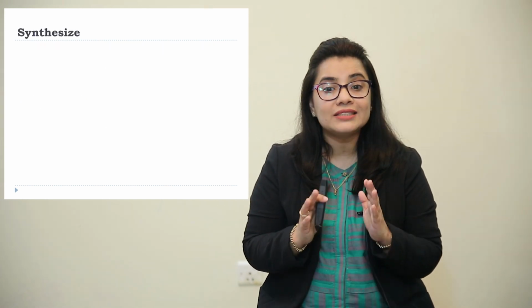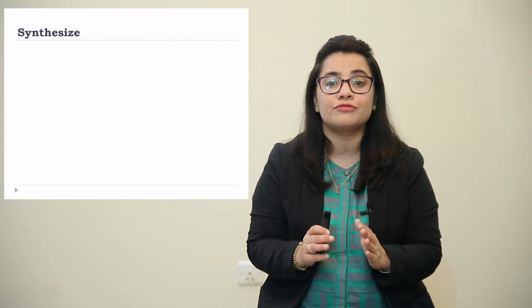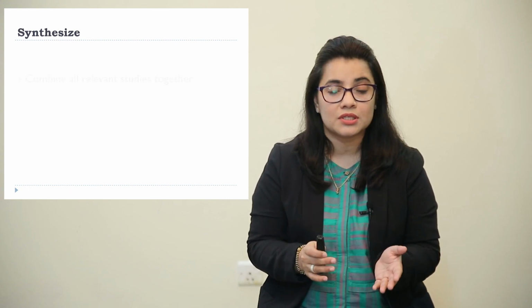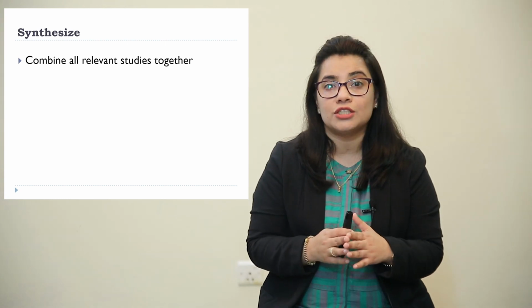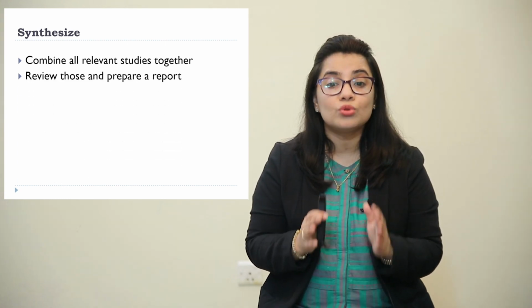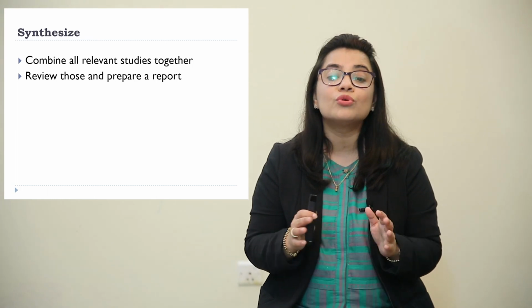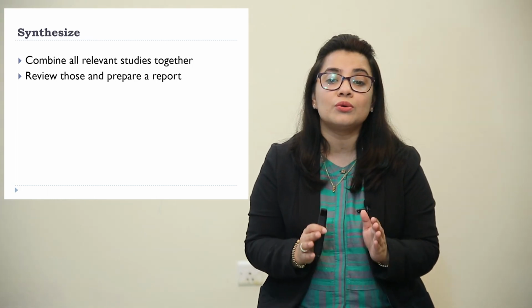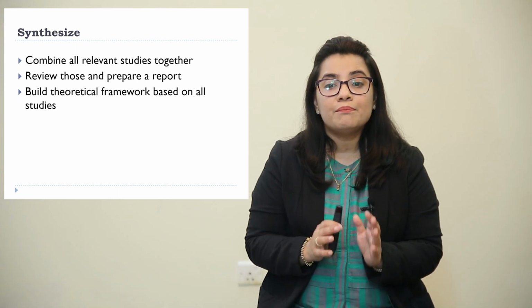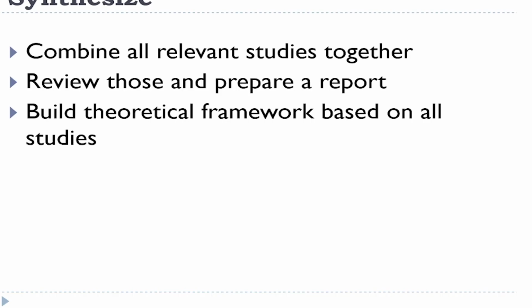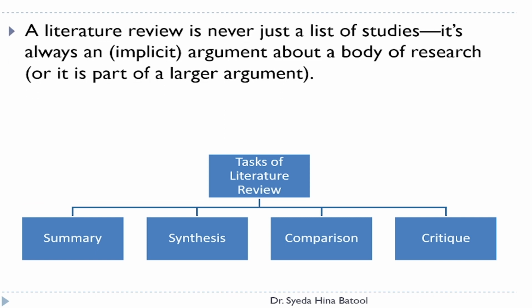Then how can we synthesize the whole studies which we have reviewed in the previous steps? Combine all relevant studies together. Review those and prepare a report on all those collected studies. Build theoretical framework based on all the collected studies. A literature review is never just a list of studies. It's always an implicit argument about a body of research, or it is part of a larger argument.